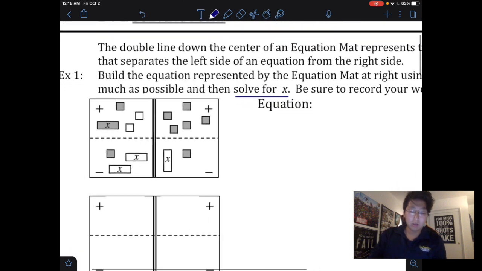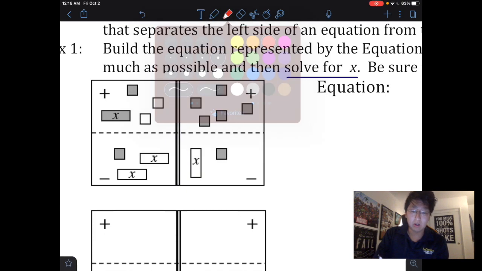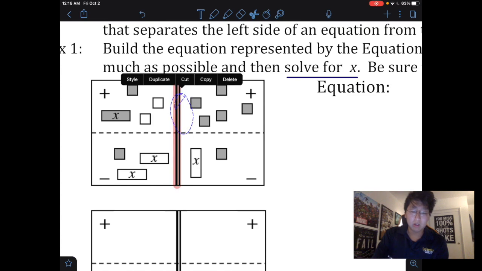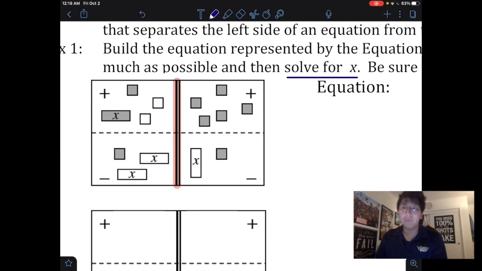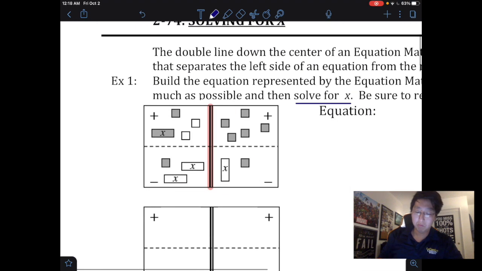Alright, so let's go ahead and take a look. Notice that there's an equal sign right here. I'm going to highlight it in red. Right here we have an equal sign, and it's saying that the left side equals the right side. So let's start with the left side. What do you see on the left side? Hopefully you're able to see that in positive land you have positive x, plus 1, minus 2.